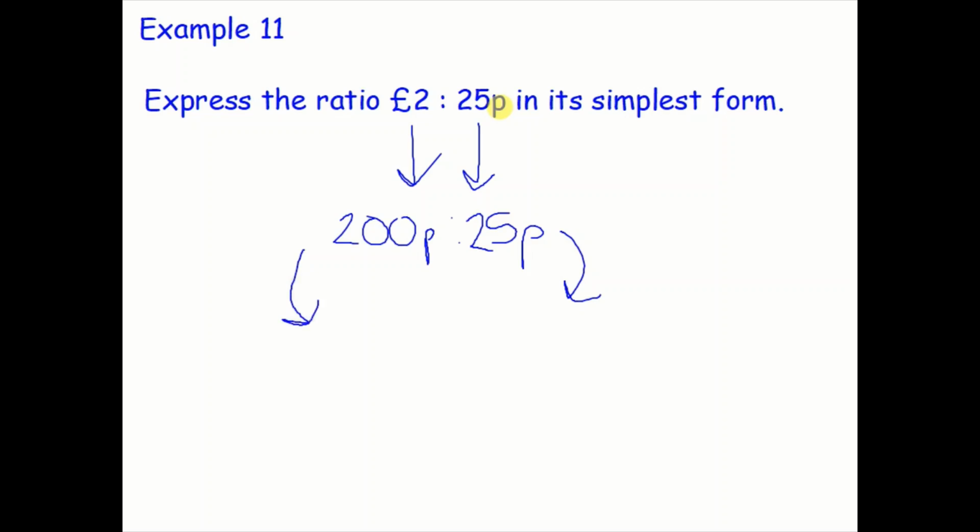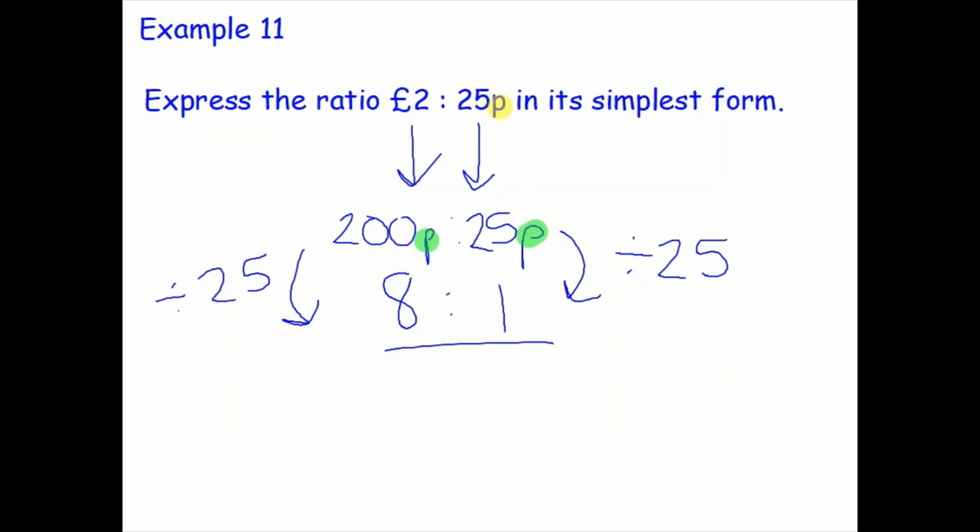So what's the biggest number that goes into 25 and 200? The biggest number there is 25. So divide through on both sides by 25 and you get, well, 25 goes into 25 once and 25 goes into 200 8 times. Okay, 8 to 1. And it's a part-to-part relationship, so you do not need to put pennies in the last line of the working here, because it's just a part-to-part relationship. 8 to 1 is the final answer there.